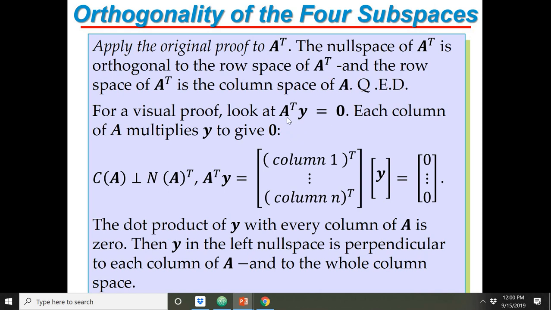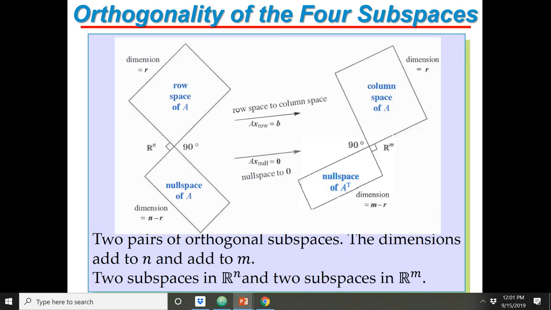Remember, what is A transpose? You take the columns and you make them rows. So the first row becomes the first column transpose. The last row becomes the nth column transpose. So now immediately you can see the first column times Y is equal to 0. The nth column times Y is equal to 0. So Y is orthogonal to every column of A. It's orthogonal thus to every combination of the columns of A, and we're effectively done. Okay, so the left null space is orthogonal to the column space of A, and we're completely done with this.